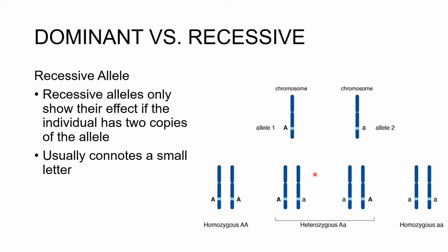And then, alam nyo na to, homozygous, heterozygous. Homozygous, magkapareho yung allele. Pwedeng dominant, pwedeng recessive, both. Pag heterozygous, yung isang allele, dominant, yung isang allele, recessive. So, yun yung pagkakaiba.